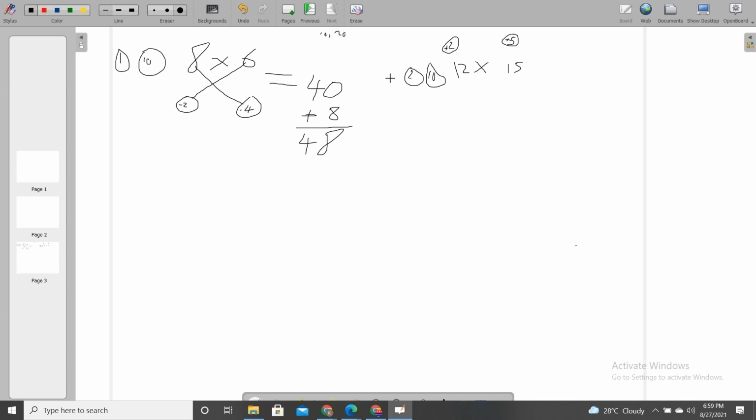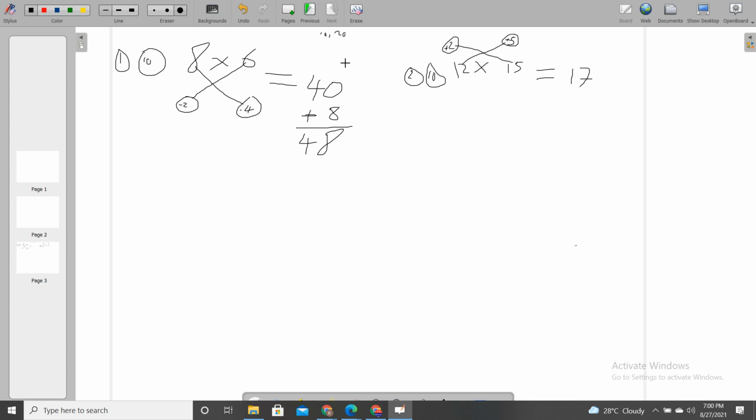Now here, do the same thing. So you have to do your crossway. So this 5 is for this. And this one is also for this. So this will go here, and this one will also go here. So 5 plus this, any other way should give us 17. Okay, 5 plus 12 is 17.